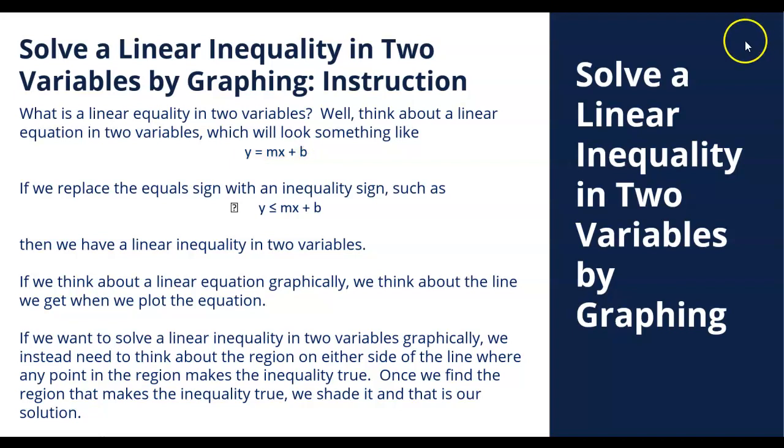Now, if we replace the equality symbol here by an inequality, say for instance, less than or equal, or greater than or equal, or just strictly less than or strictly greater than, the resulting expression is an inequality in two variables. So when we talk about the solution of an inequality in two variables, we will think of a region.